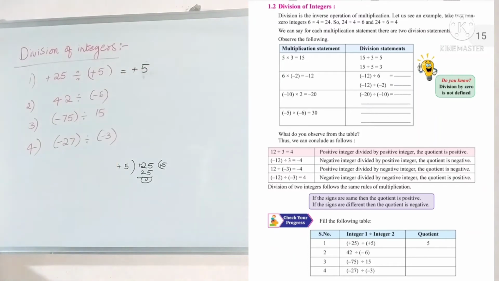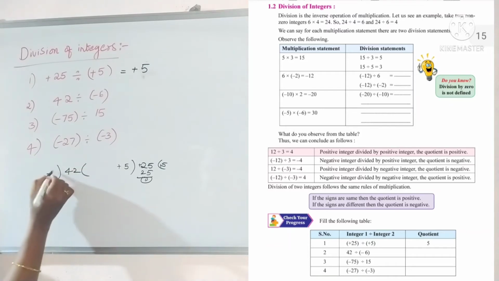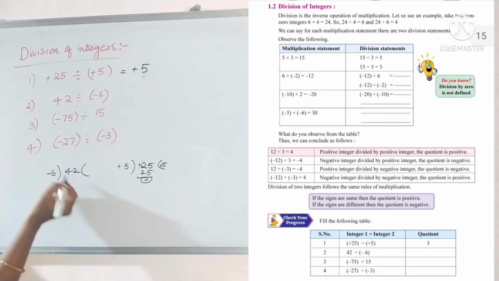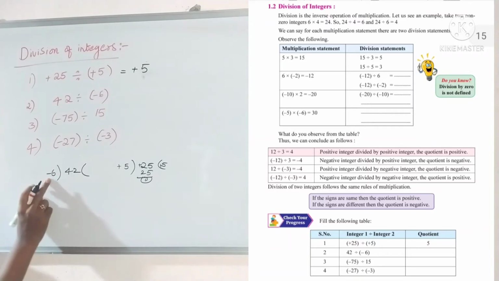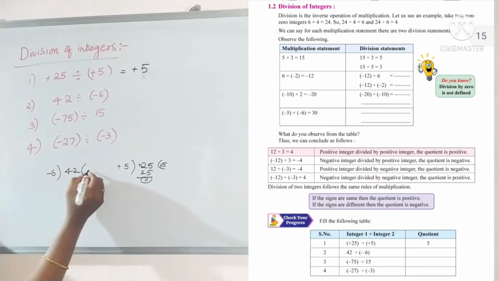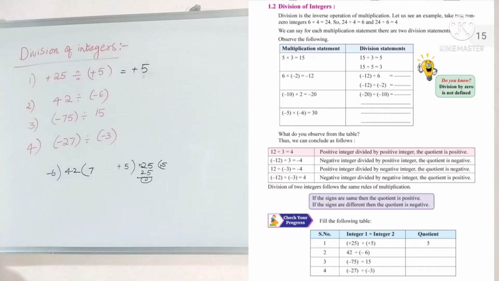Next, the second one, we have to divide 42 by minus 6. Here the divisor is minus 6 and the dividend is plus. So minus 6 is to be multiplied with what number to get plus 42? 6 sevens are 42, you know, but this must be positive. So this is minus 7. Minus into minus only gives plus. So here the quotient is minus 7.